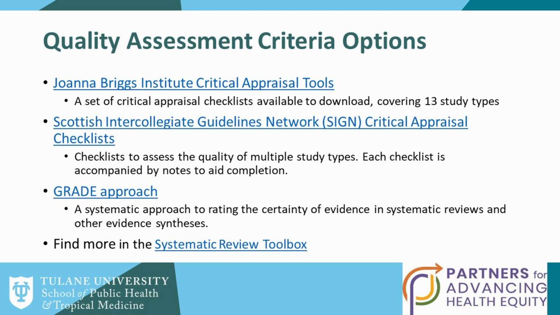A few that are not mentioned on the slides, but will be available in the speaker notes on this slide deck, are the National Heart, Lung, and Blood Institute Quality Assessment Checklists, which also includes notes to help complete the checklists, and the STROBE checklist, which stands for Strengthening the Reporting of Observational Studies in Epidemiology. We also have a link to information about the GRADE approach. You won't be able to forget the GRADE approach after this, so you can find out more information about how to grade the evidence after you assess the data.